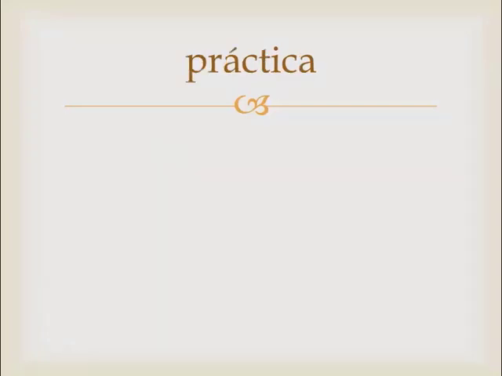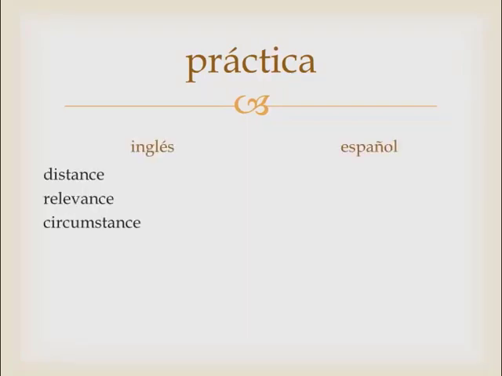Let's do some practice. I hope you have a piece of paper out. Be ready to write some of these words down. These are ANCE words: distance, relevance, and circumstance. I'll give you 10 seconds to write the Spanish version of these three words. Distance will go to distancia. Relevance, relevancia. Circumstance, circunstancia. The only difference that you're going to see in circumstance, that M is going to change to an N, so keep that in mind.